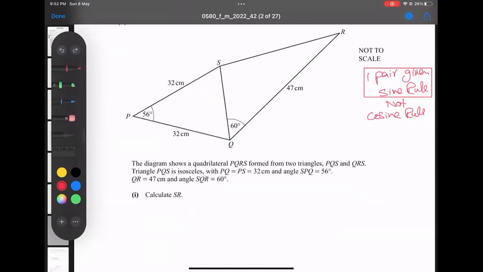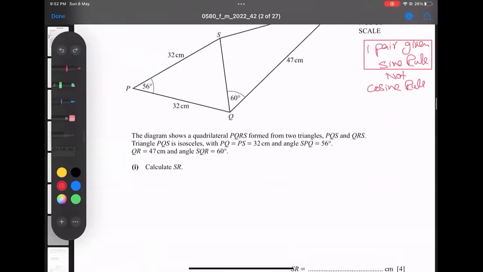I use this triangle, and SQ square is equal to 32 square. I can do it without this method even, because the sides are the same. I can drop a perpendicular and make it 90 degrees. I can get this length into 2, get the whole thing. But the cosine rule is also an effective technique here to get it. 32 square plus 32 square, negative 2 into 32 into 32 into cos of 56.